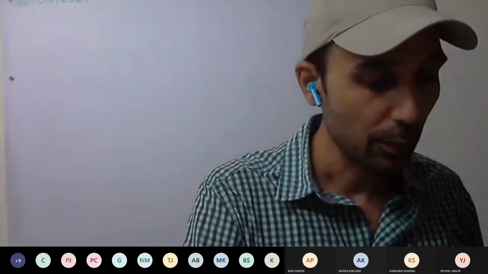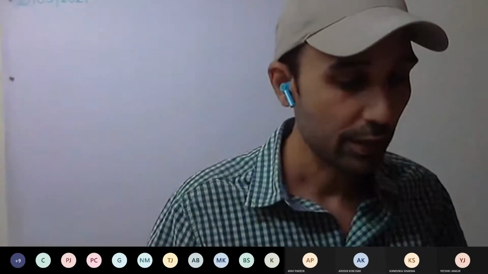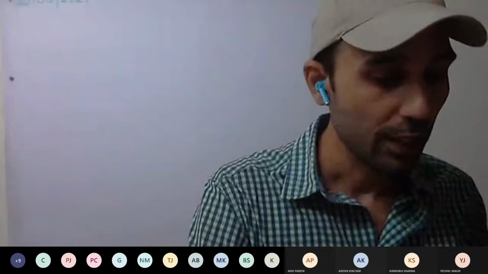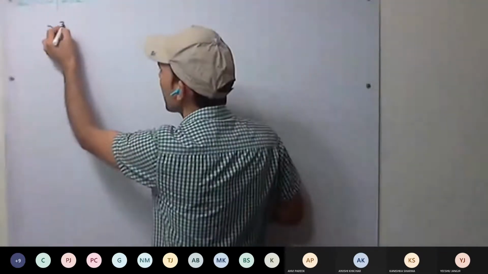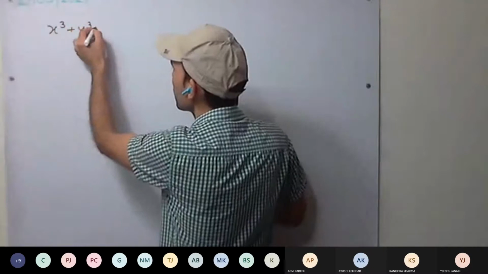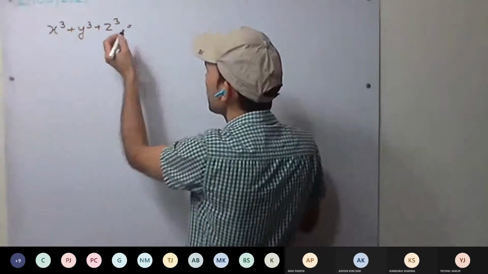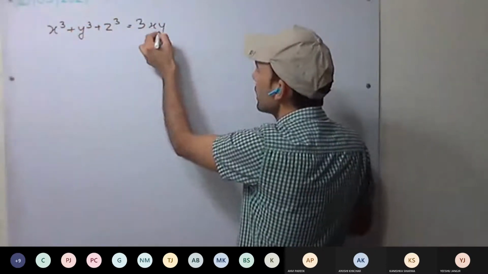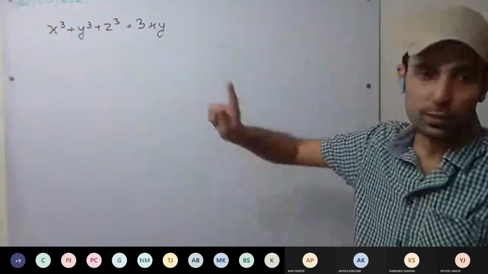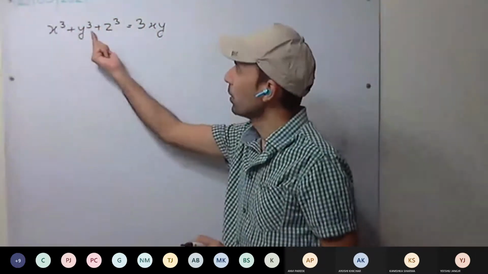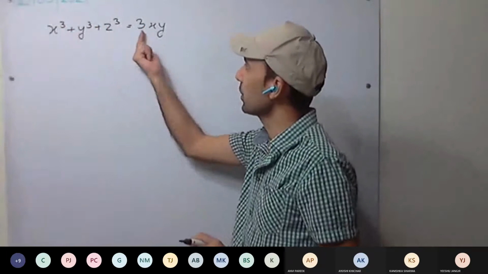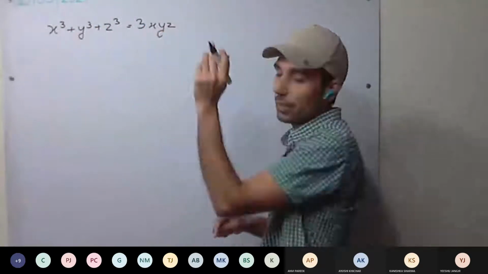So if x cube plus y cube plus z cube equals 3xyz, it is being given. This is the first condition that is being provided to us. Just pay attention to the board. The first condition is x cube plus y cube plus z cube equals 3xyz.